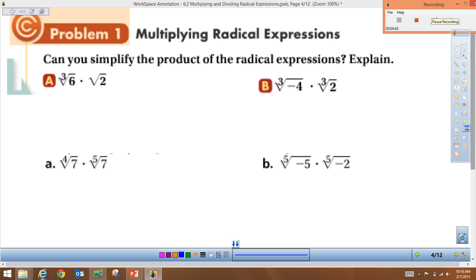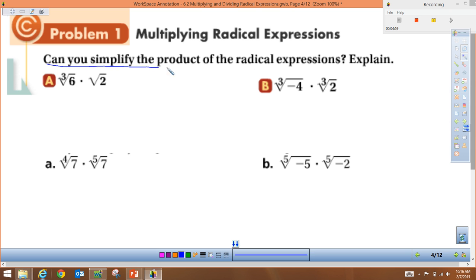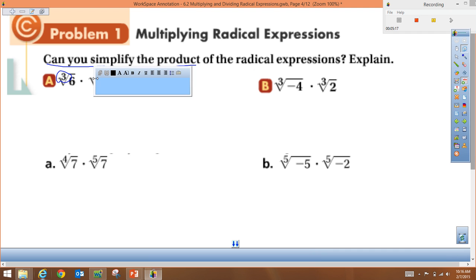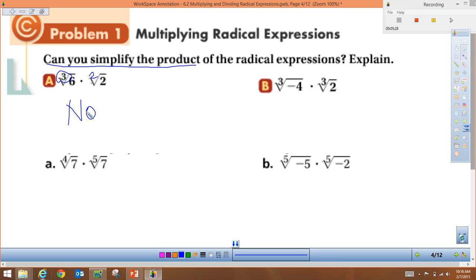We're going to look at a few examples using this new formula to do these problems. Can you simplify the product? Explain. Here we have a cube root, and here we have a square root. Sorry, everyone, I can't make it so that you can actually see it, but this is a square root here. Since they are not the same roots, the answer is no. We can't simplify this any further, only if they are the same roots.